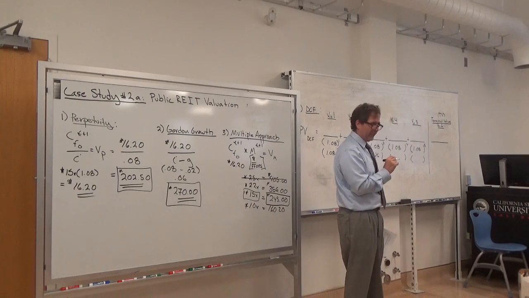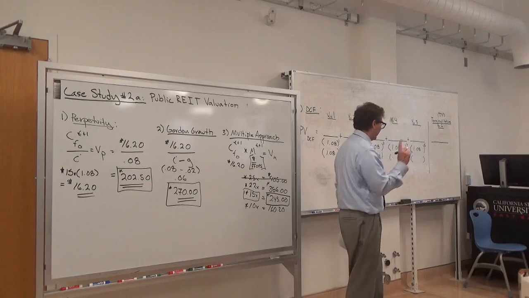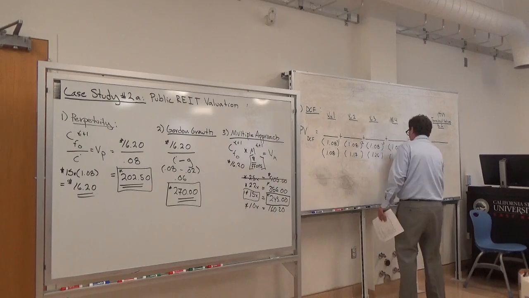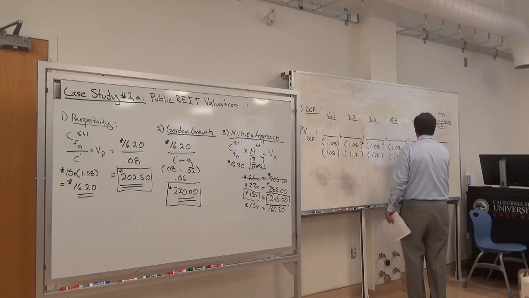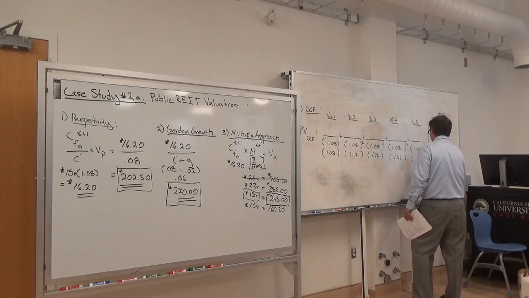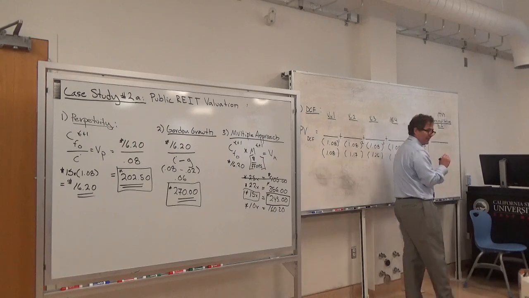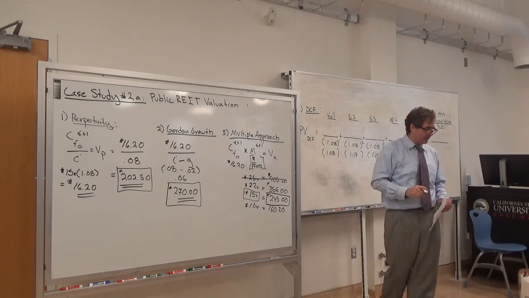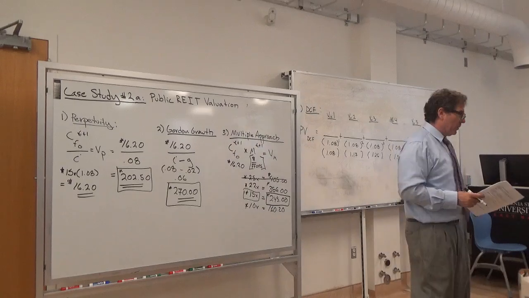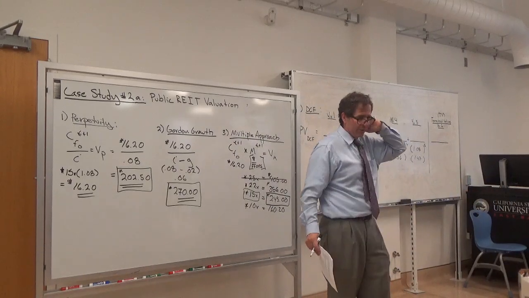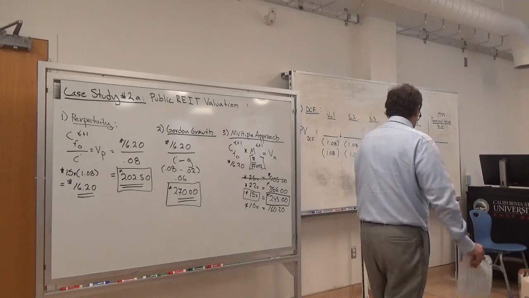Yes. And then what's 1.08 to the fourth? 1.36. And what's 1.08 to the fifth? 1.47, is that right? Okay, got it. Excellent. So what do we use for the first year cash flow? We're using FFO per share. 1620.